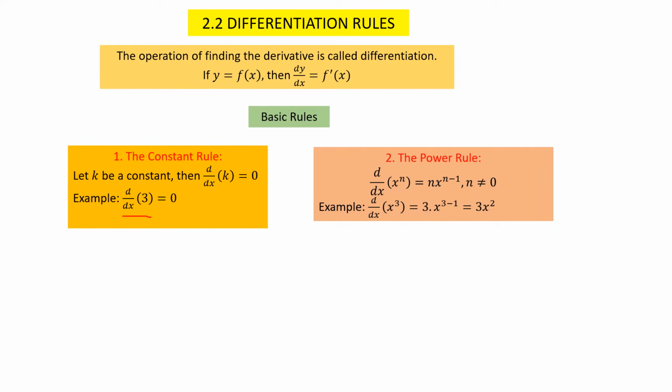Next important rule, power rule. Most of the problems in differentiation, we need to know the power rule. So what is the power rule? The power rule tells you the derivative of x to the power n is equal to n times x to the power n minus 1. Say for example, if I have x squared, I want to know the derivative of x power 2. Then by using the power rule, I can write 2x to the power 2 minus 1. So that will give you simply 2x.